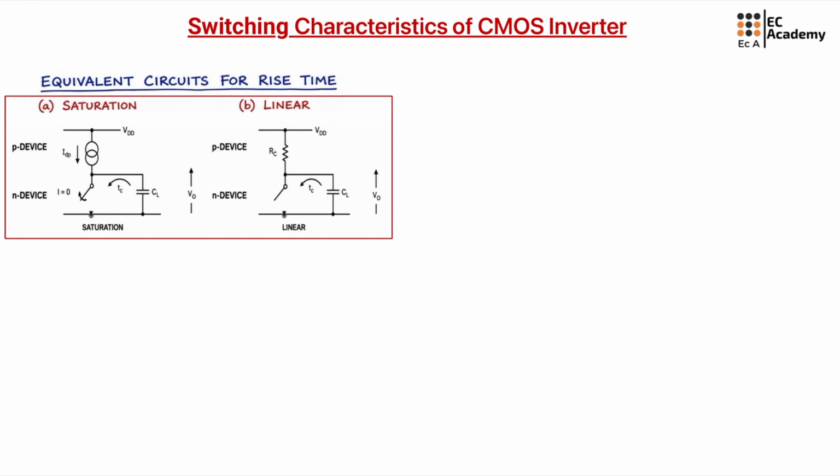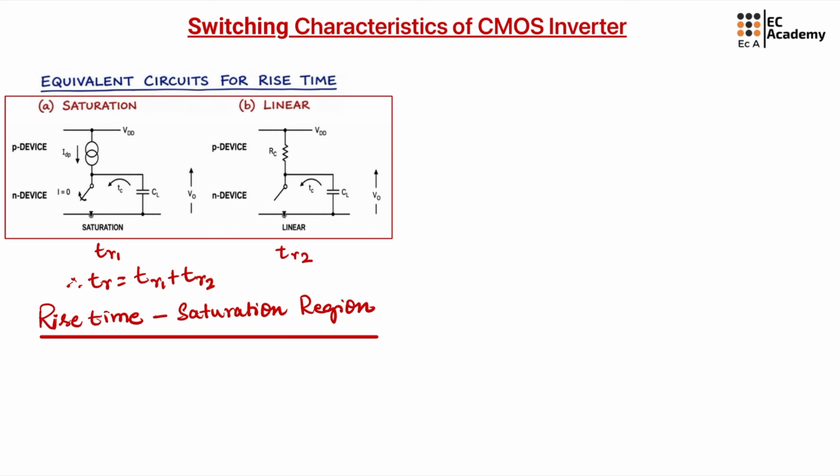So, for rise time, the transition will take place in two regions. First one is saturation region and second one is linear region. So, the rise time for saturation will be TR1 and rise time for linear region will be TR2. Therefore, total rise time will be equal to TR1 plus TR2. Now we will understand the rise time for saturation region.